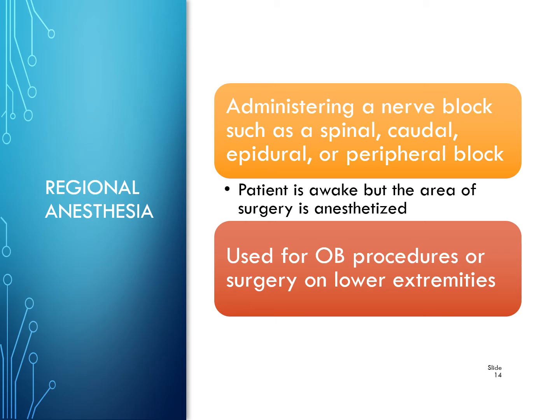Regional anesthesia is accomplished by administering a nerve block. The block anesthetizes the local area or the area distal to the block. Spinal or epidural blocks would be an example of this type of anesthesia.